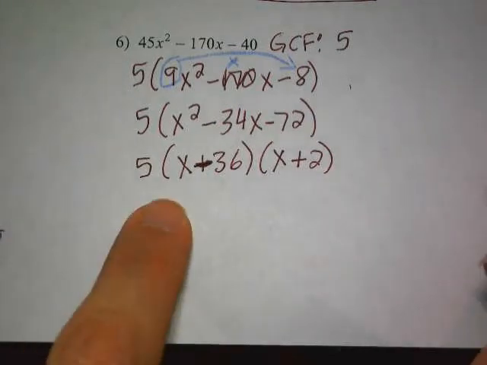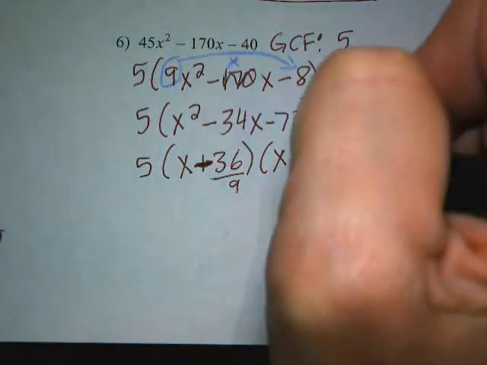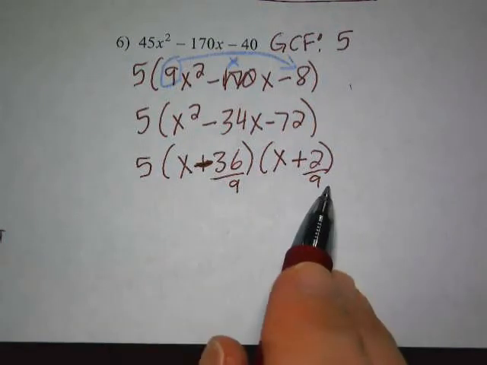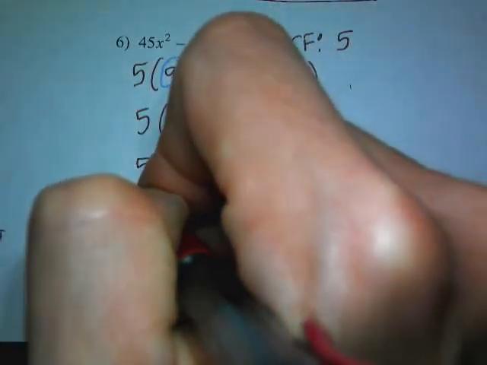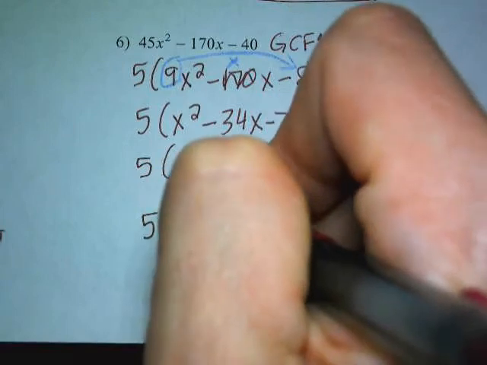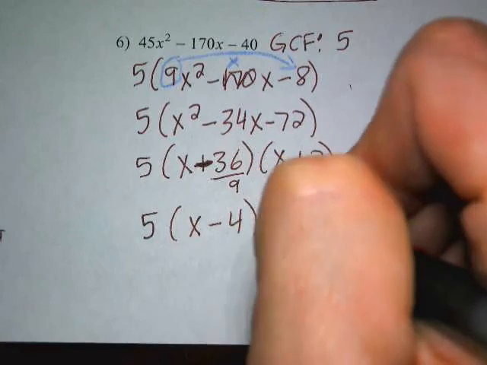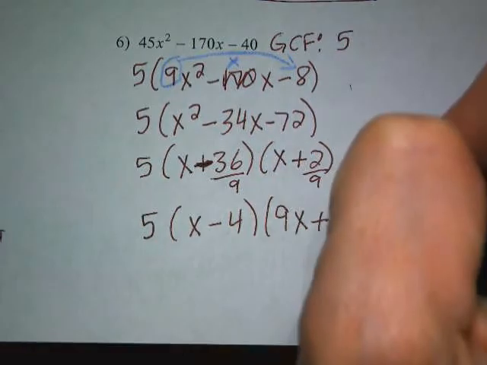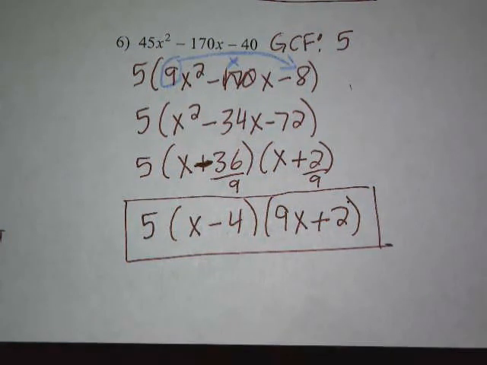Okay, where am I? All right, so now I'm going to divide by 9. This is not going to be even, but I can't reduce 2/9, so I get to leave it as it is. I get 5 times x minus 4, sliding my 9, 9x plus 2. And that is slide and divide factoring after factoring out a GCF.